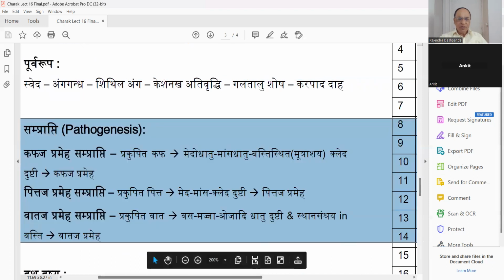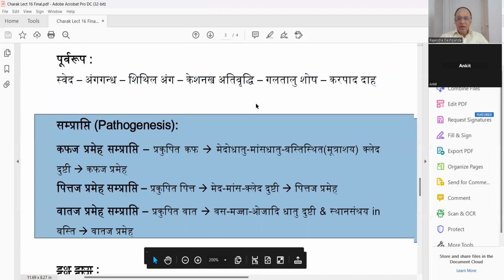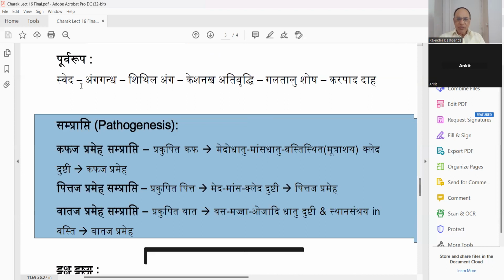Three types of the diseases: Kaphaja Prameha, Pittaja Prameha, and Vataja Prameha. According to the pathogenesis, in Kapha, Prakupita Kapha will attack on the Medha Dhatu, Mansa Dhatu, and Basti Sthita, that means Mutrashaya. There will be a lot of Kleda Dushti, and Kaphaja Prameha will take place.